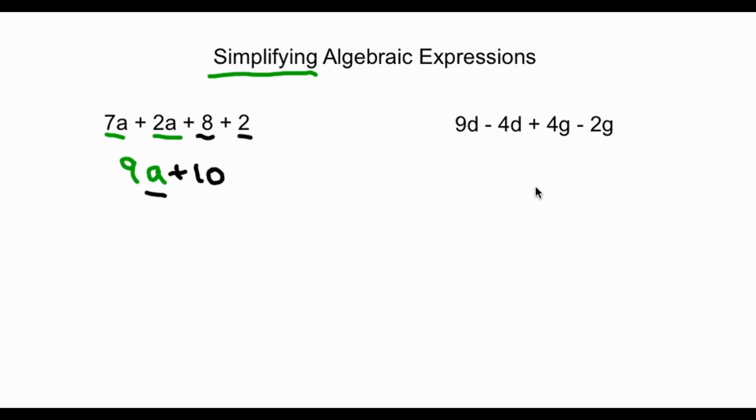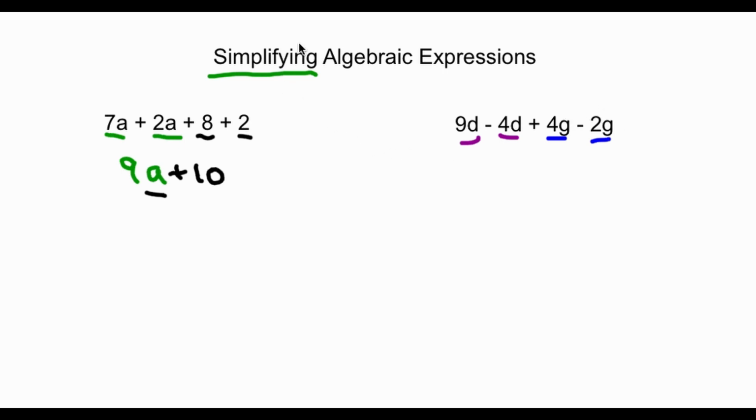All right, now looking at this one, let's look at like terms. Well, we got 9d. Do we have any other term that has the d variable? We do. The 4d has it. Now, the 4g is not a like term with the 4d because the variables are different. However, the 4g and the 2g are like terms because they both have the variable g.